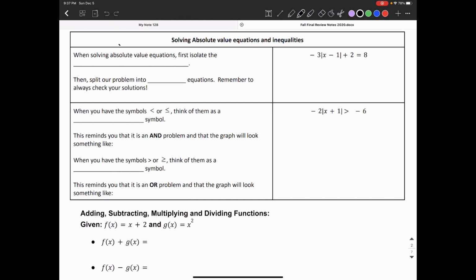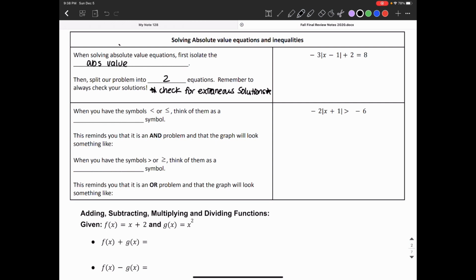Next thing we're going to talk about is solving absolute value equations and inequalities. When solving absolute value equations, the first thing we're going to do is isolate the absolute value. Then we're going to split our problem into 2 equations. Remember to always check your solutions. You're going to check for extraneous solutions, which means solutions that don't make sense. Check for extraneous solutions when you have these types of problems.